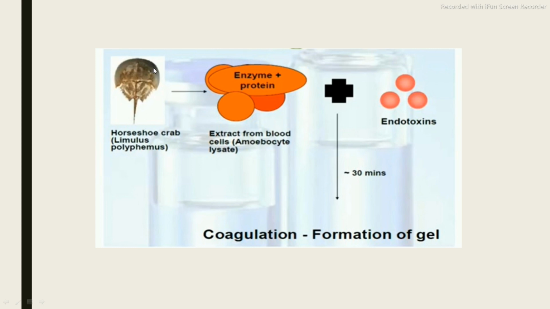Here in this image you can see we have one horseshoe crab. Why is it called a horseshoe crab? If you see the structure of this horseshoe crab, it is exactly similar to a horseshoe. That's why it is called a horseshoe crab. And from this horseshoe crab we are going to obtain the enzyme and proteins which is called amoebocyte lysate.